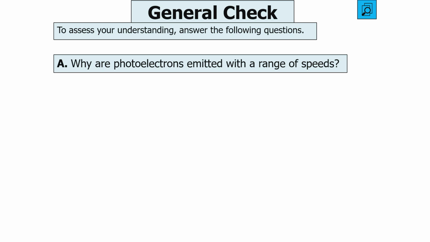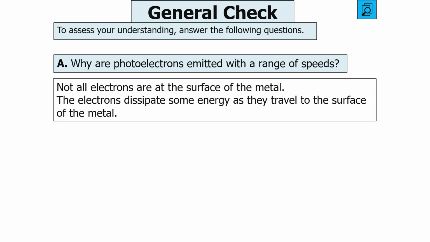Why are photoelectrons emitted with a range of speeds? Pause the video now, then unpause the video when you want to go through your answer. Not all electrons are at the surface of the metal, and the electrons dissipate some energy as they travel to the surface of the metal.